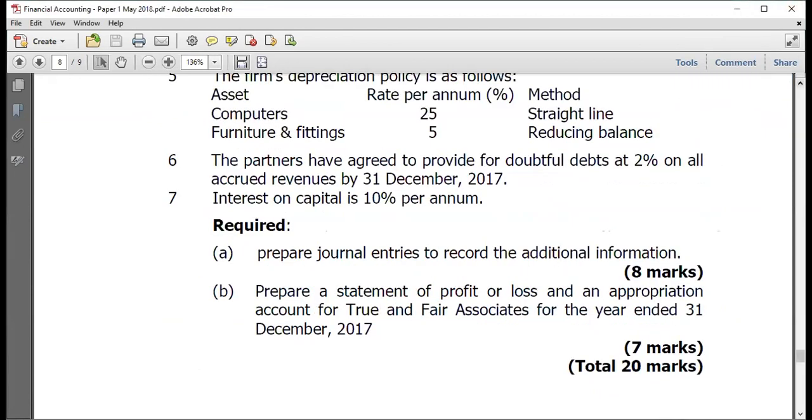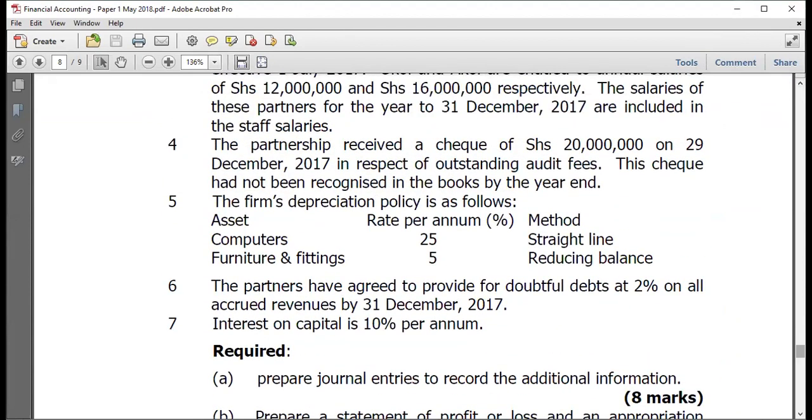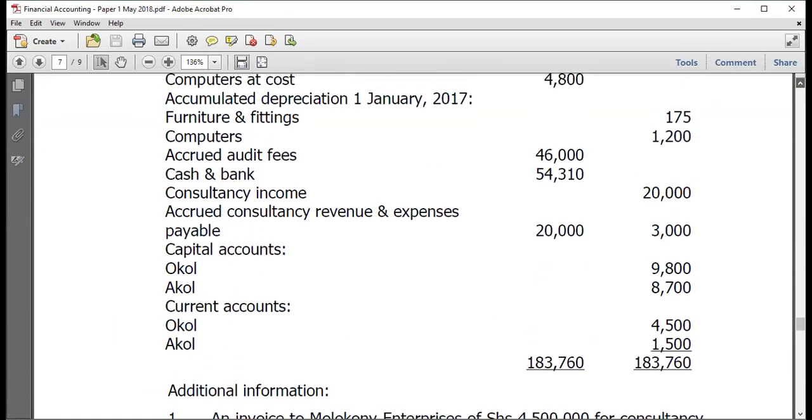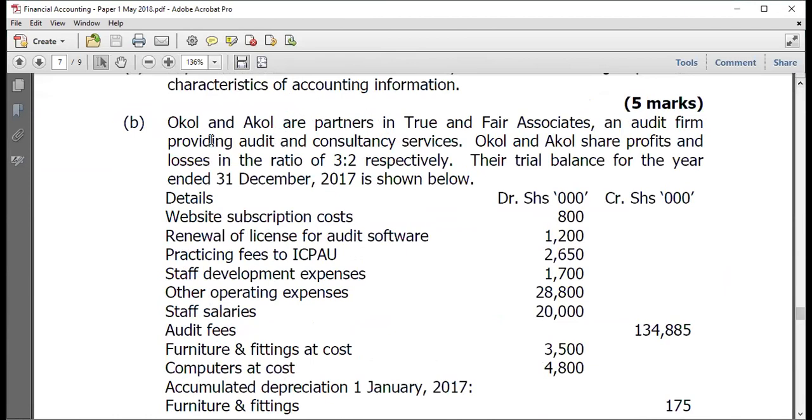So like you saw, for example, this question from May 2018 told us that Okol and Akol are partners in True and Fair Associates, an audit firm providing audit and consultancy services. Okol and Akol share profits and losses in the ratio of 3:2. So you know that the total share here is 5. So this one has 3 out of 5, and this has 2 out of 5 respectively. Their trial balance for the year ended 31st December is shown as below. So this is what we have, their trial balance.